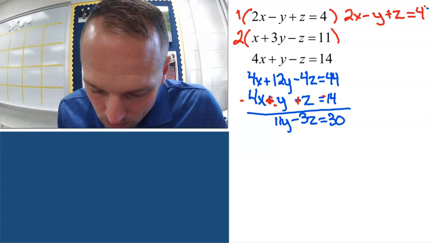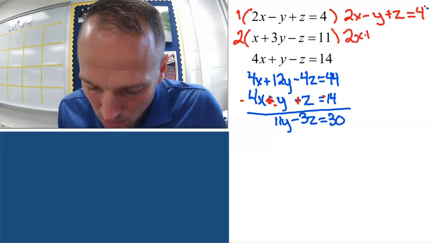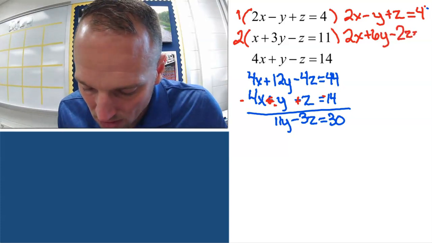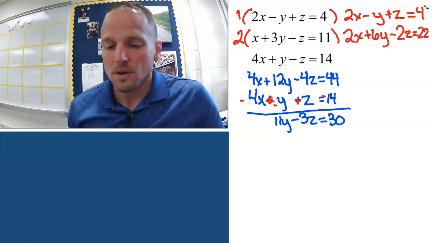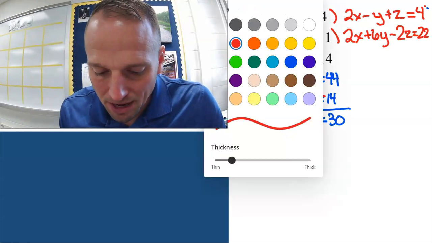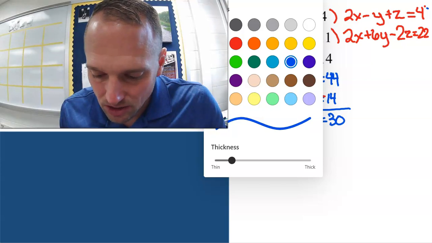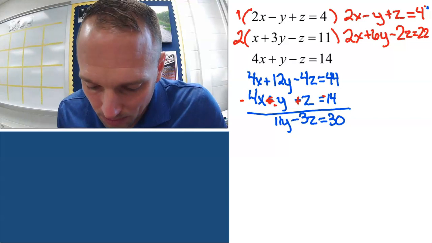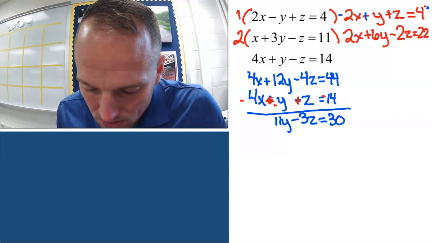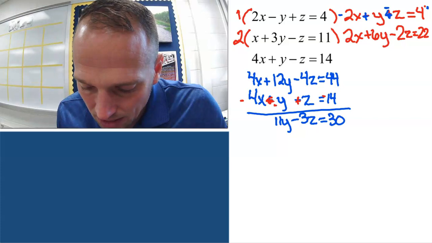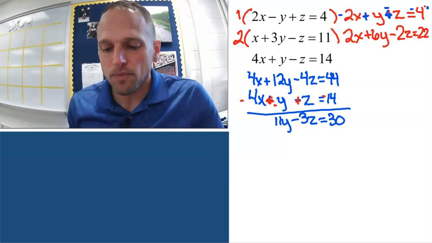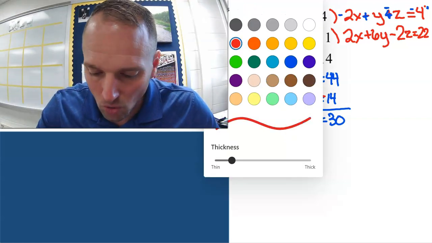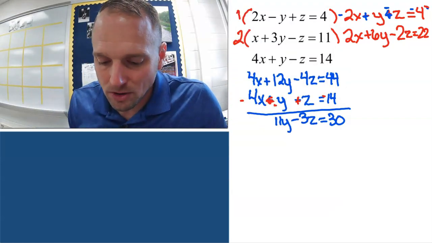And on the bottom, 2x plus 6y minus 2z equals 22. Okay, so that's not bad. Now, we're going to need to change some signs here. So I'm going to change them actually, I think, on the top problem. Negative 2x, positive y, negative z, negative 4. By the way, if you chose to do them on the bottom problem, that's no problem at all. We can totally do that, and in the end, it's going to come out to be the same.